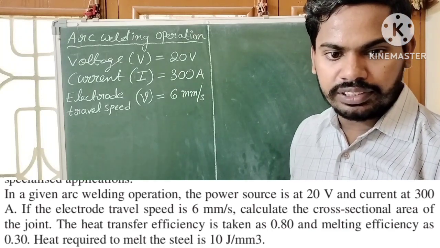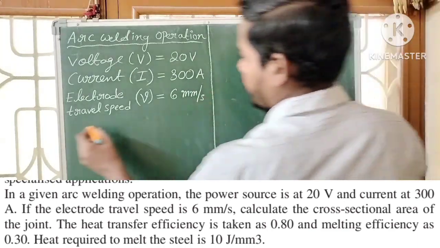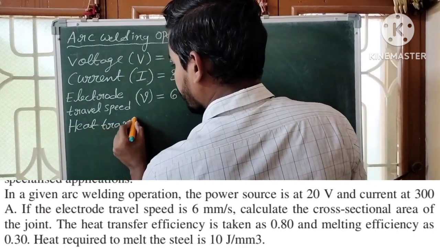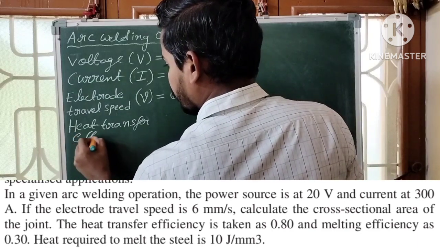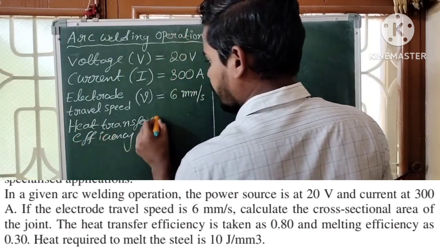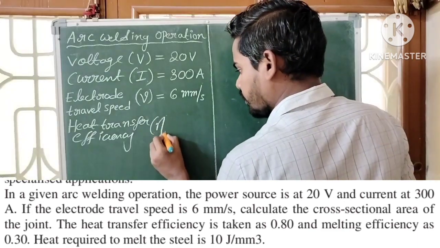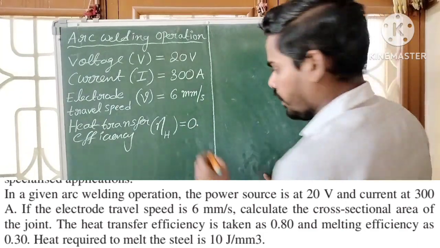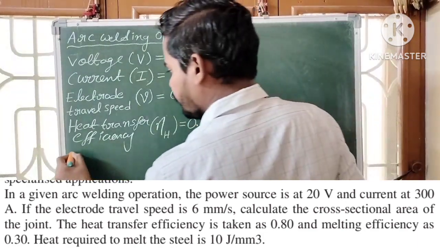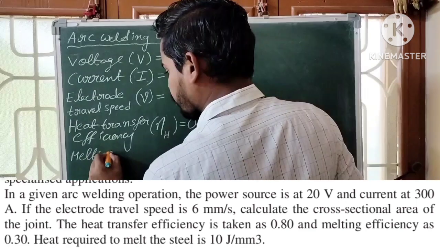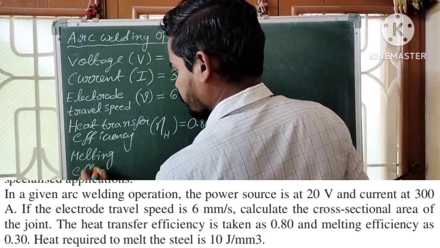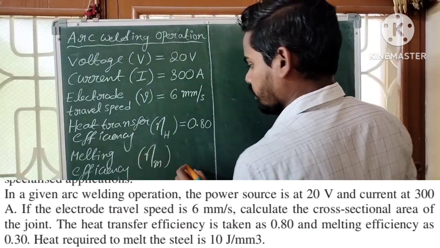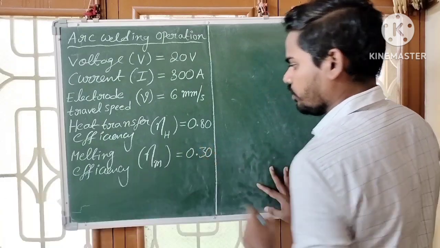The heat transfer efficiency is taken as 0.80. Heat transfer efficiency is given as eta H, 0.80. And also given melting efficiency, eta m, is equal to 0.30.